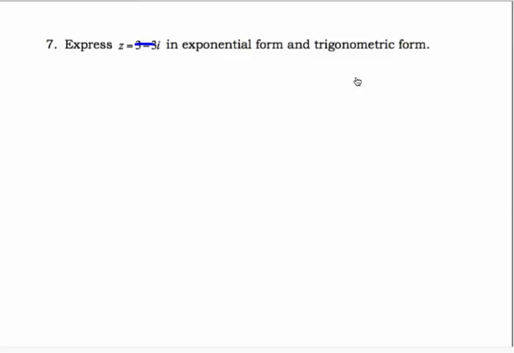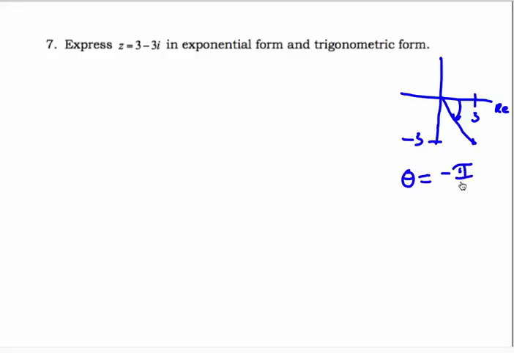Okay, this one, let's first draw a diagram to see what quadrant this is in. So this is 3 on the real axis and negative 3 on the imaginary axis. So it's over here. And this angle here is going to be, or I should say the argument is going to be negative pi over 4.